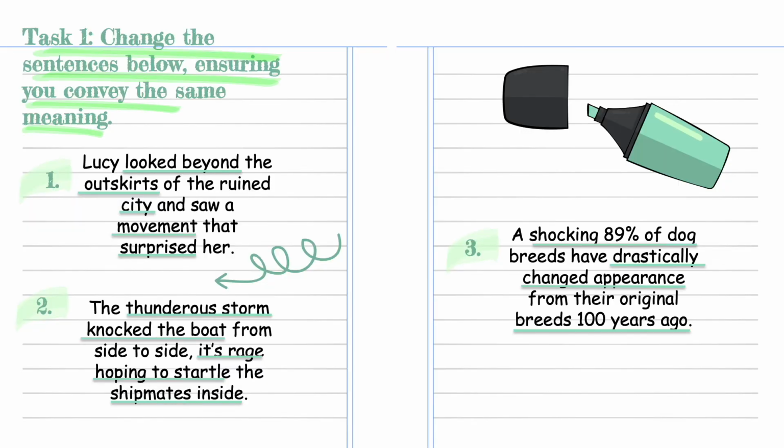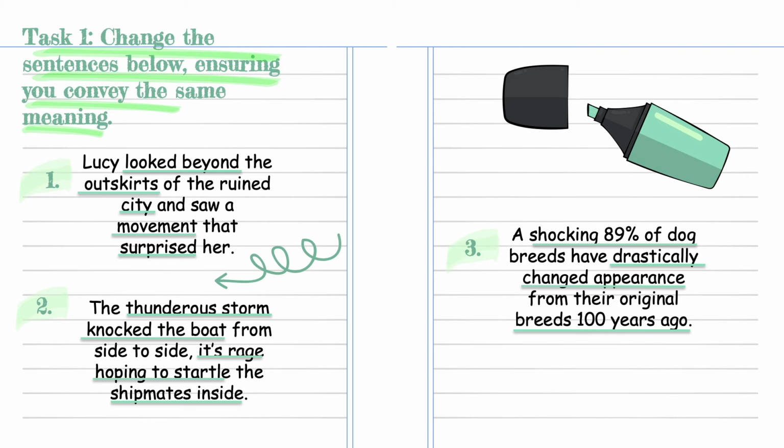Task 1, change sentences below, ensuring you convey the same meaning. What I'm going to do is I'm going to read out each sentence. I've underlined what words I suggest you rephrase, because I think this will help us feel a little bit more confident, in particular with shorter sentences. So I will read them out. You can choose to pause it if you want to and just do the task by yourself, but as I read, feel free to paraphrase them yourself.